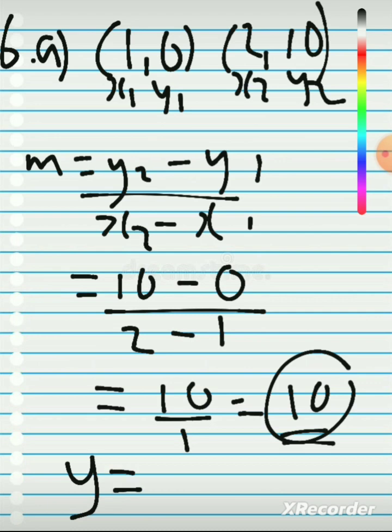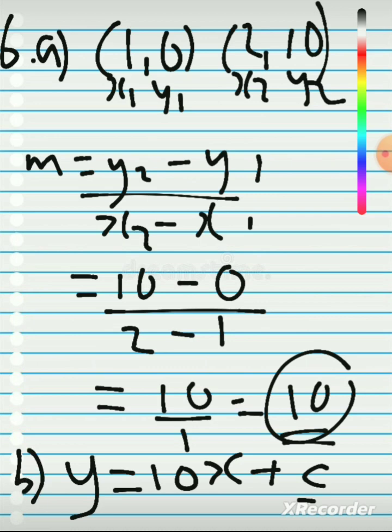We know the equation is y = mx + c. So where there's m, we put 10. It becomes y = 10x + c. The next job now is to find the value of c, which is question B.